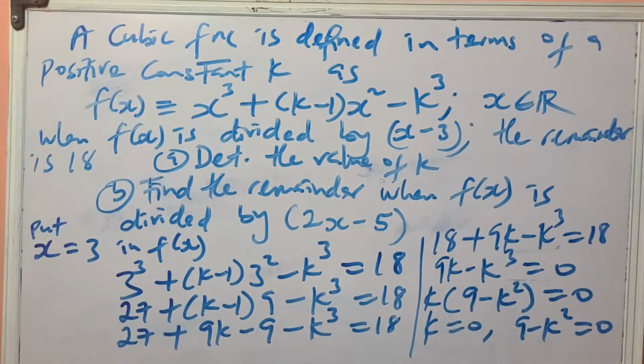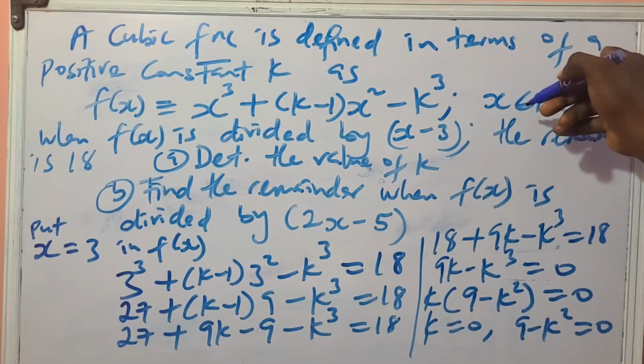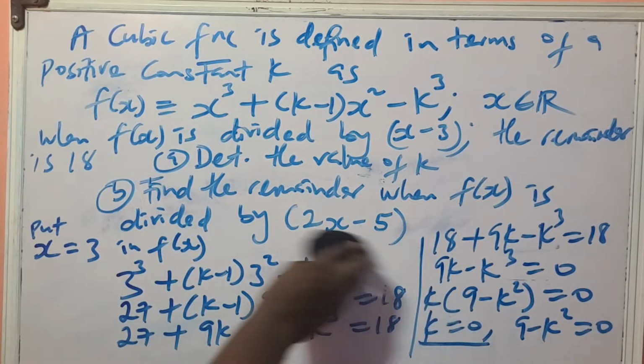So k equals 0 is going to be out of my answer. The reason is because I was told that we are looking for a positive constant, and this is not a positive constant, so that's out of it. So we can try and find the other expression there. So let me use this side to get the other expression.